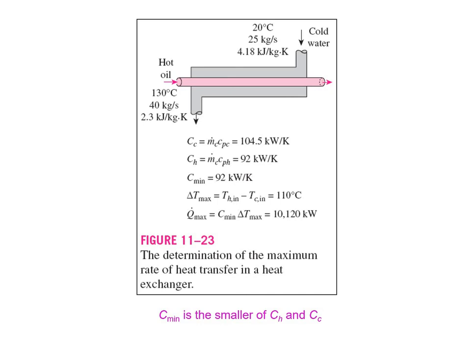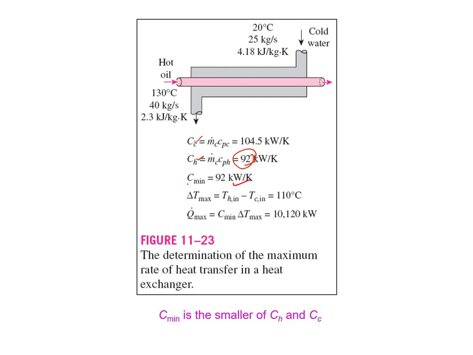Okay, what is C min? Basically we have the heat capacity for the cold fluid and also the heat capacity for the hot fluid. Between the heat capacity for both hot and cold fluid, we see which one is the lowest, which one is the smallest. After we calculate, we obtain CH is the lowest, which is 92. So this one will be the minimum heat capacity.